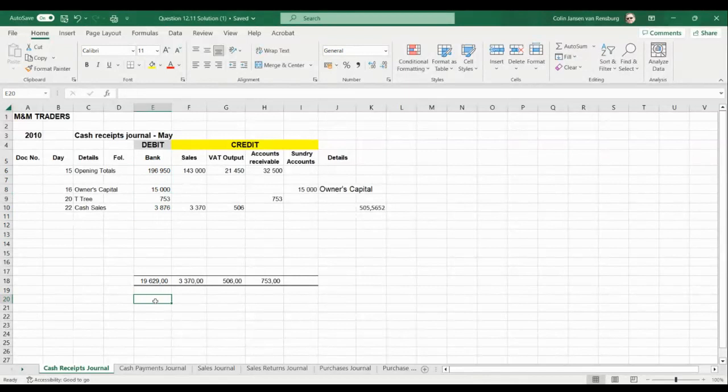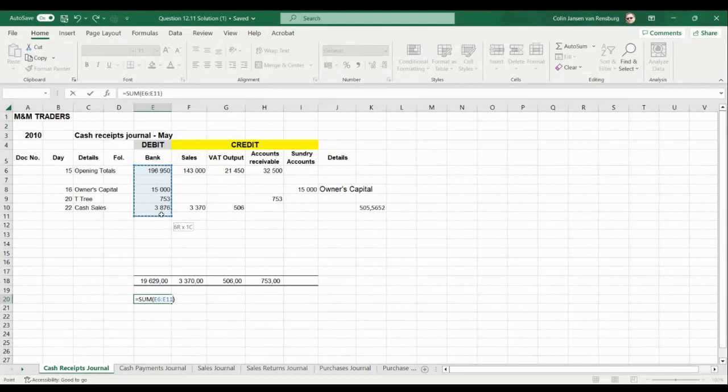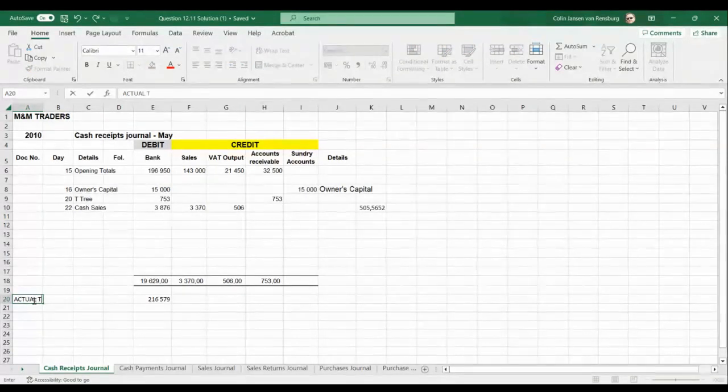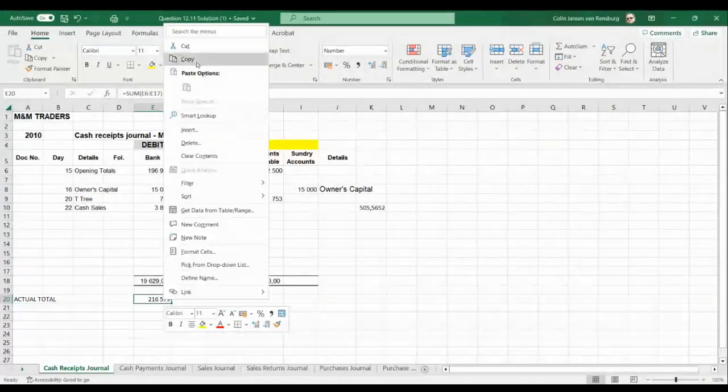So the true total will actually be that. Might as well take it all the way down to there. So let me call that the actual. That will be the actual total. Let me maybe do that for all the columns.